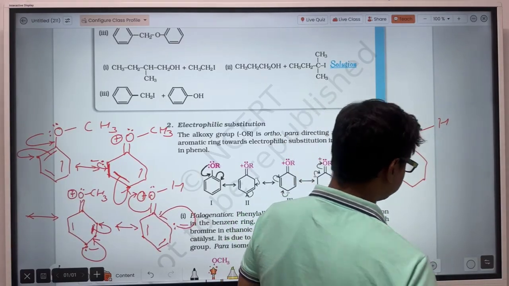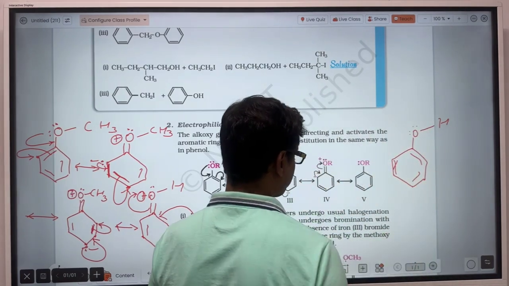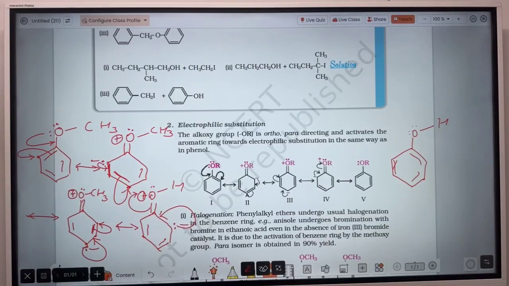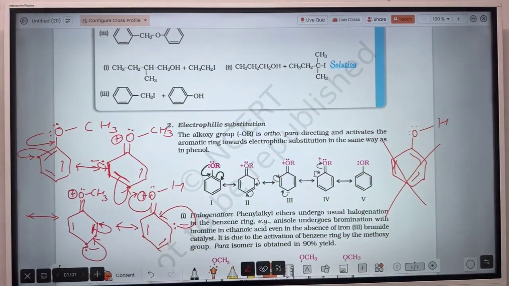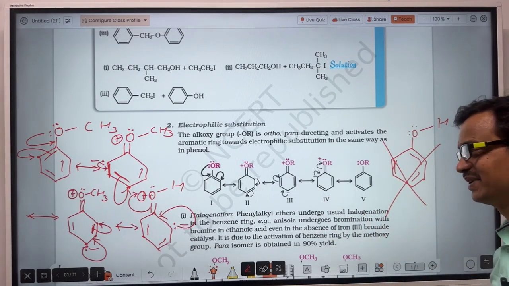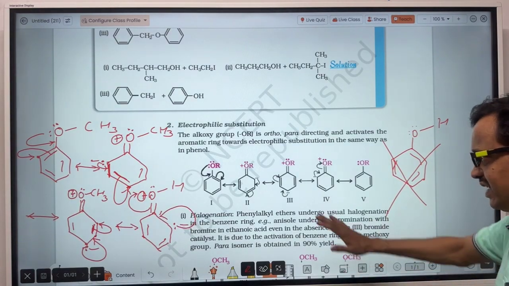again there will be two lone pairs of electrons here. So this resonating structure and the first resonating structure are the same. So that's why there is no need to draw this resonating structure. So actually there will be only 4 resonating structures. They are shown as 5, but in the real sense there will be 4 resonating structures. Okay, so that is here.